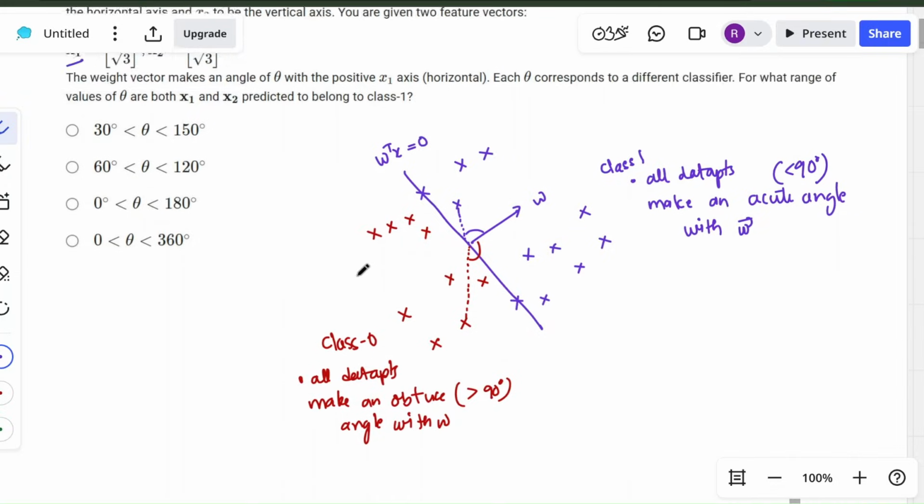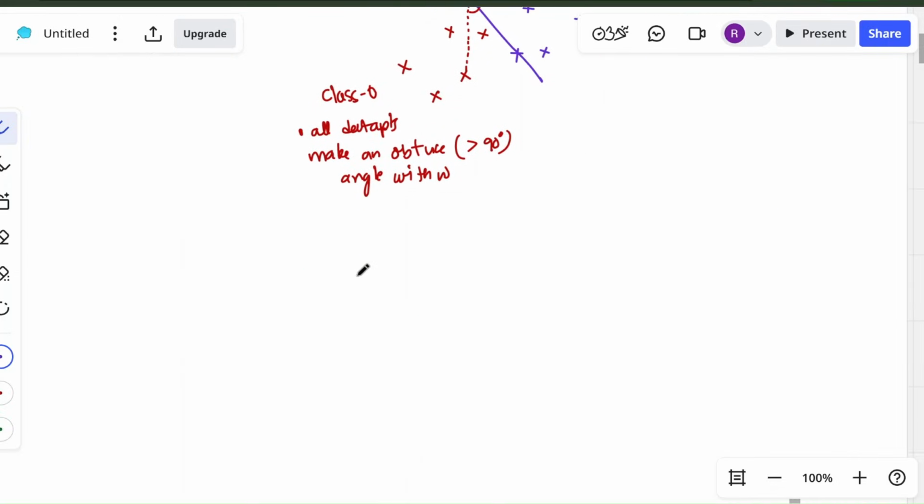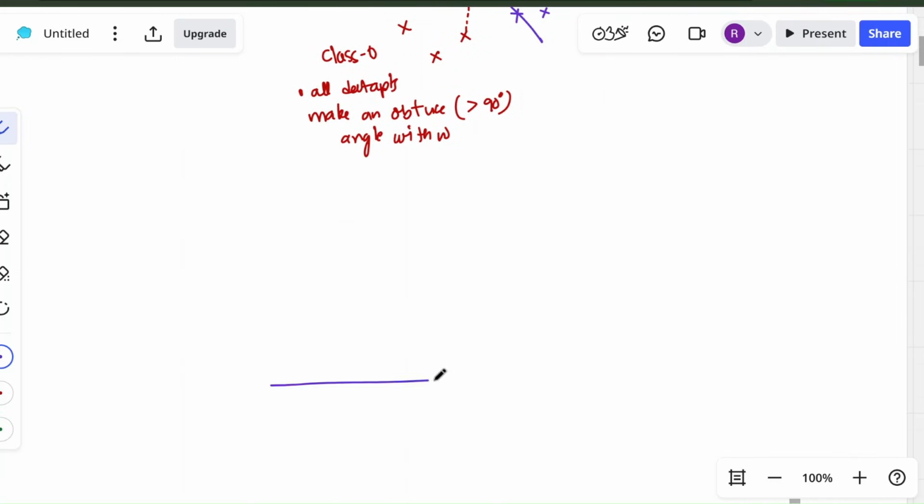So now let us solve this problem. Now solving this problem becomes even easier. So what do we have? We have two data points. One is 1 comma under root 3 and the other one is negative 1 comma under root 3. So let me connect the data points to the origin by these two lines. So what is this angle? This angle is 30 degree. Why is it 30 degree?